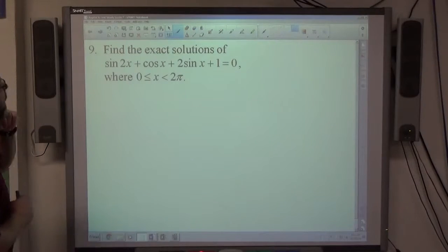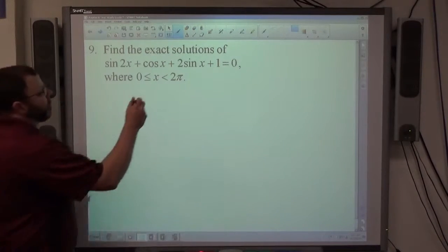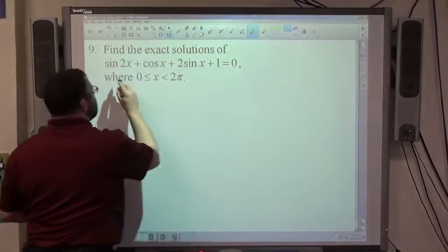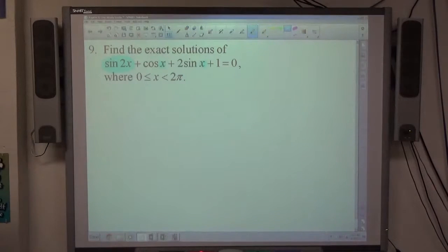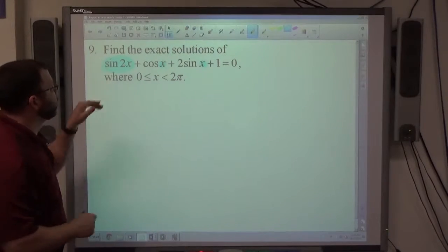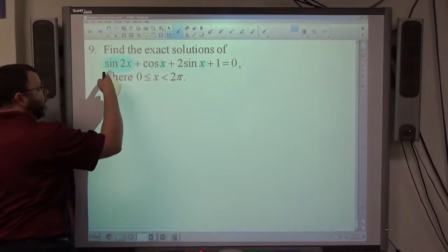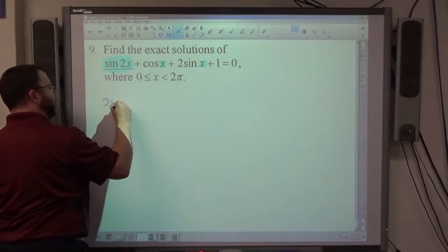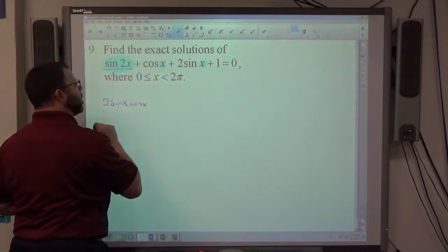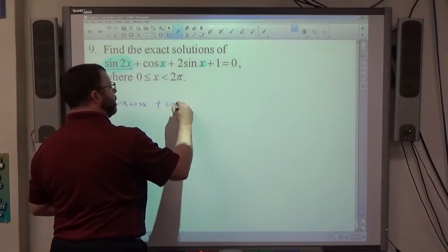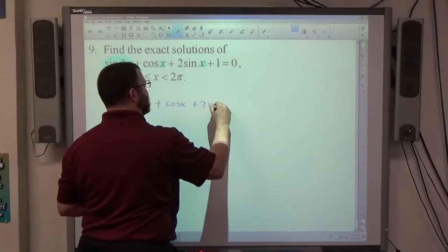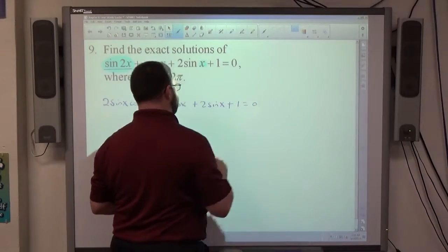Number 9, find the exact solutions of this. Now, what I want you to notice about this one is this sine of 2x here, and everything else is x. Cosine of x, sine of x. It's very important in these problems that you have all the angles the same type of angle. So I have a double angle formula for sine of x. The first thing I would do there is immediately change this to 2 sine of x cosine of x. Okay, the rest of the problem is fine with x's because these now have x's, so plus cosine of x plus 2 sine of x plus 1 equals 0.